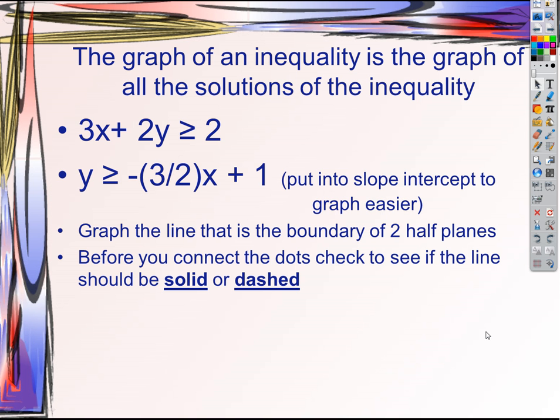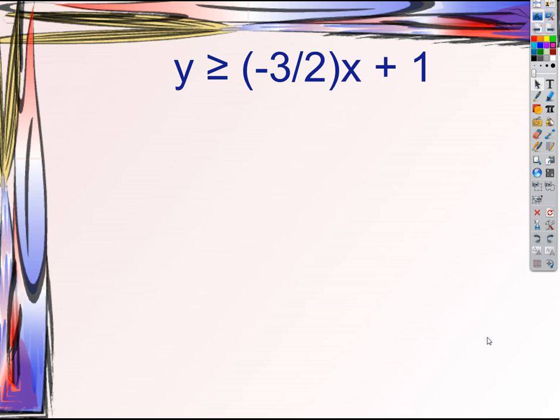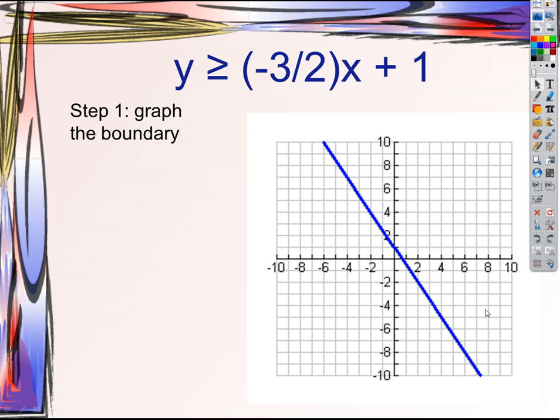So the first step is, let's graph the boundary line. We already did that. That's what we did at the beginning of class. That was the line that we graphed, right? We just took the line y equals negative 3/2 x plus 1. Solid because it includes the equal sign. We had a y-intercept at 1, and then we went down 3 and over 2 to get to the second point, connected and extended. That's the boundary. Now, which side gets shaded?